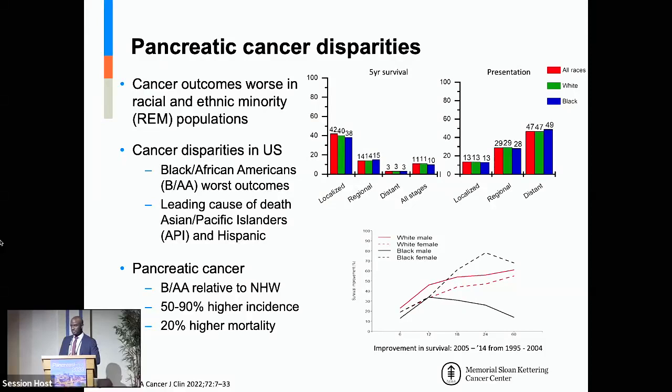When we zoom in a little closer to pancreatic cancer, we see that when you compare Black or African-American to non-Hispanic white, they have over a 40% higher chance of being diagnosed with pancreatic cancer, and their mortality rate is about 20% higher.